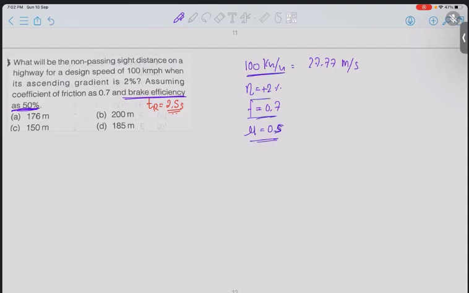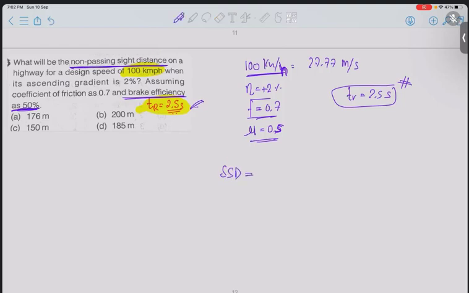So this question actually was incomplete. Maybe they are asking us to remember that at 100 km/h, your reaction time is 2.5 seconds. Because in the GATE, this thing will never happen, I'm just giving you this value here, that your reaction time is 2.5 seconds. Now the stopping sight distance we have to calculate. Non-passing sight distance is just a fancy way of calling stopping sight distance.